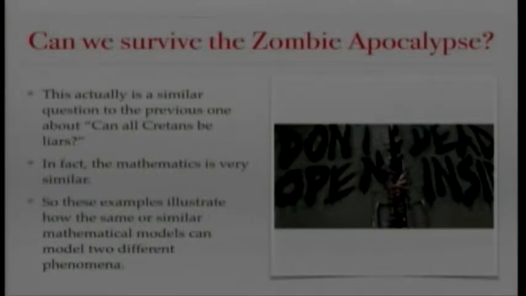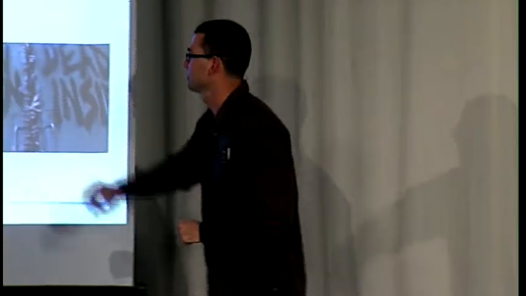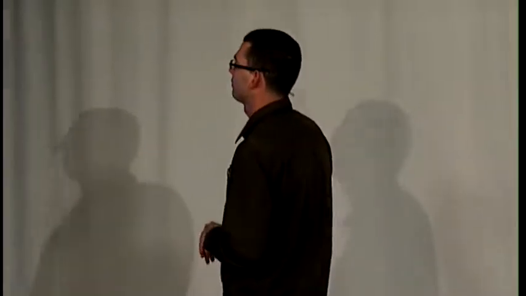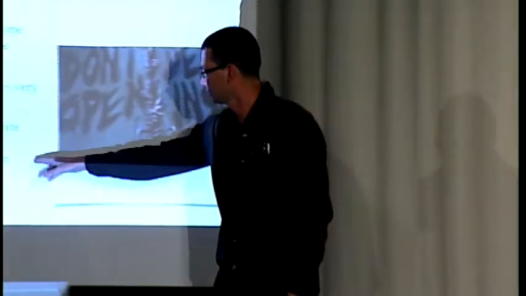All right, so can we survive the zombie apocalypse? And the follow-up question, which you could answer on your own, is whether or not we'd want to. This is actually very similar to can all cretins be liars? You could run the same type of analysis we did, which this paper actually does, in a more game theoretic way, but we'll do it in the more straightforward way that I got from this paper. One of the reasons I want to do this is that even though our cretin case and our zombie case have very similar mathematics, they seem like very different applications.